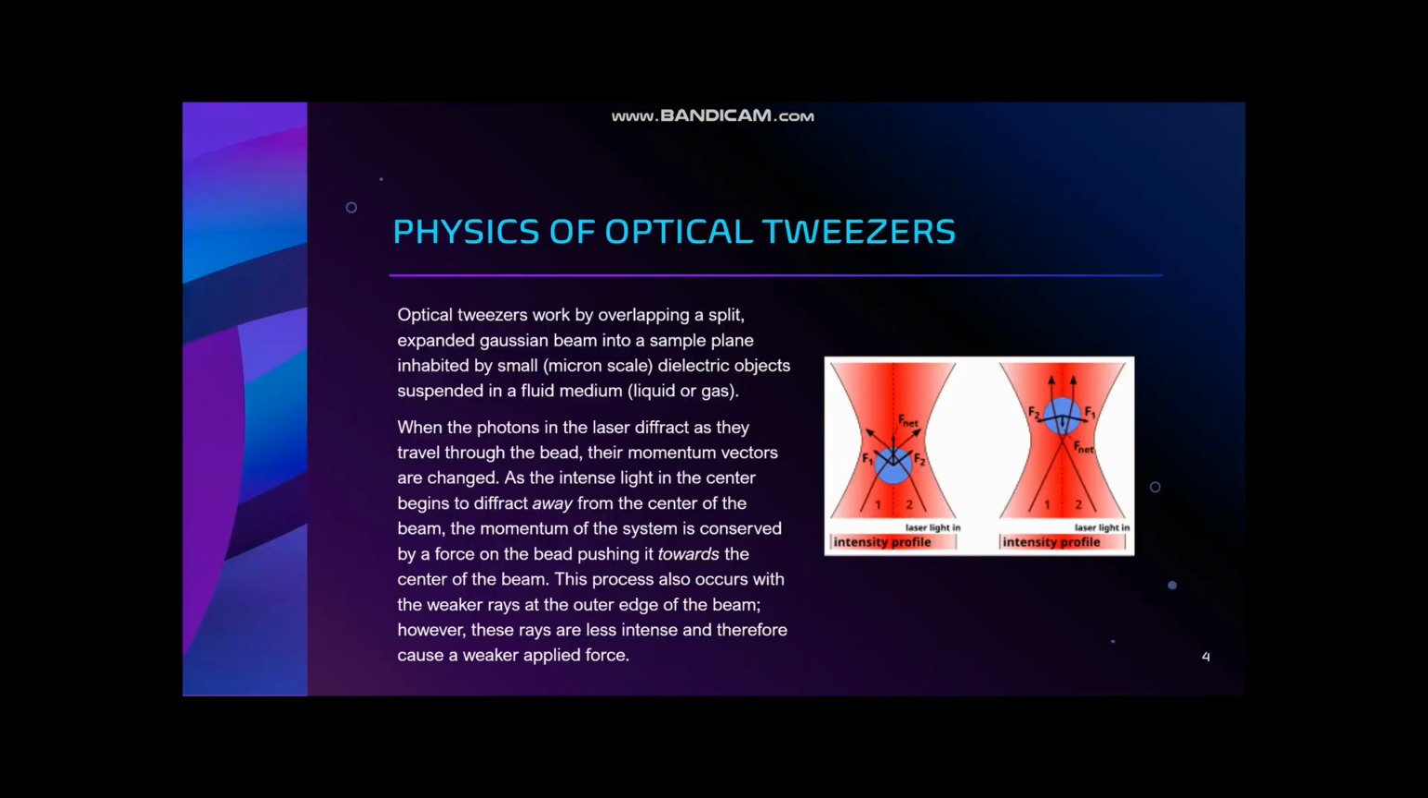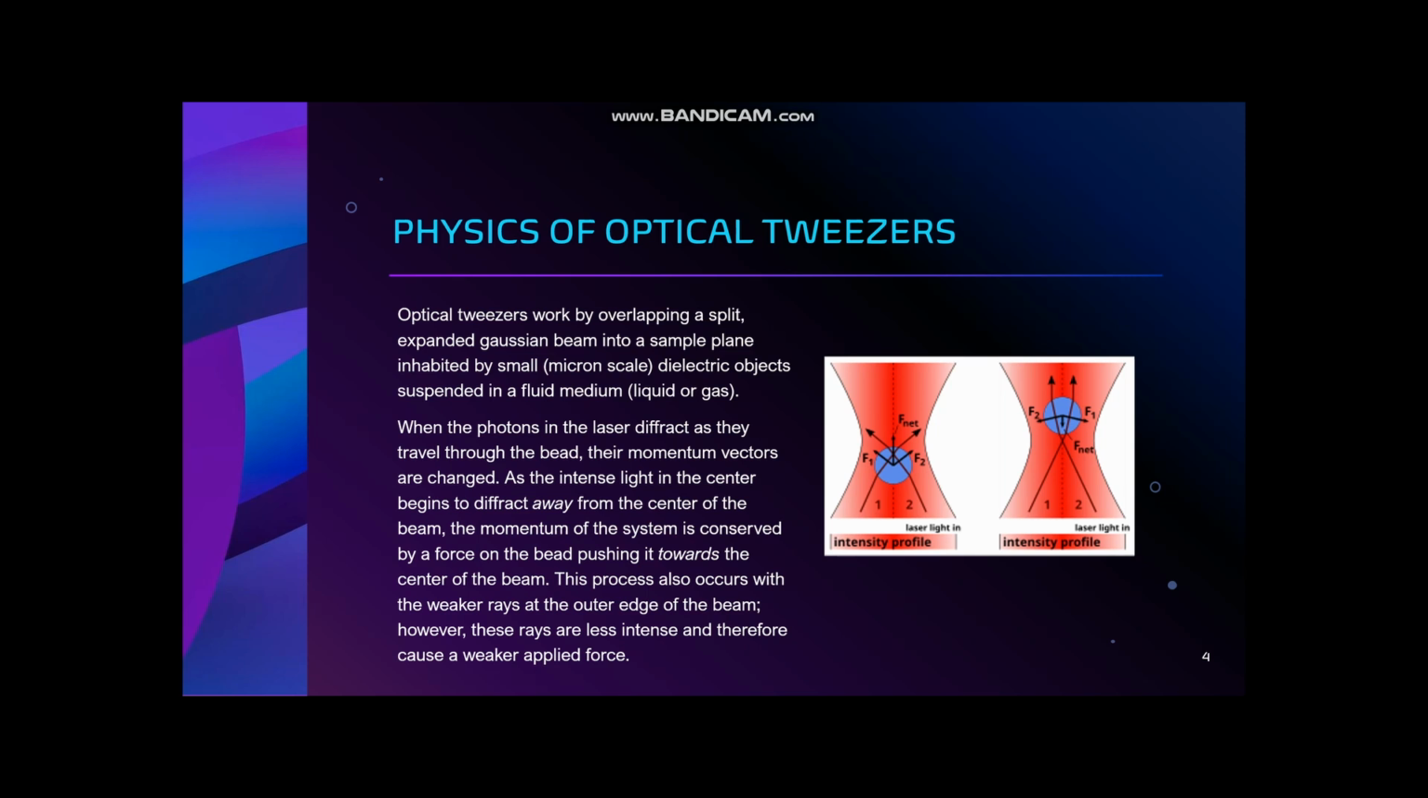The physics of optical tweezers. Optical tweezers work by overlapping a split and expanded Gaussian beam into the sample that we are studying in the tweezers, which is inhabited by small dielectric objects suspended in a fluid medium, on the size scale of microscopic or submicroscopic. When the photons in the laser diffract as they travel through the bead, their momentum vectors are changed.